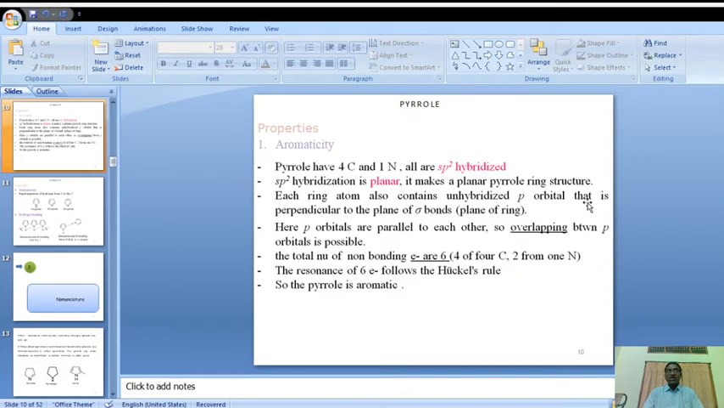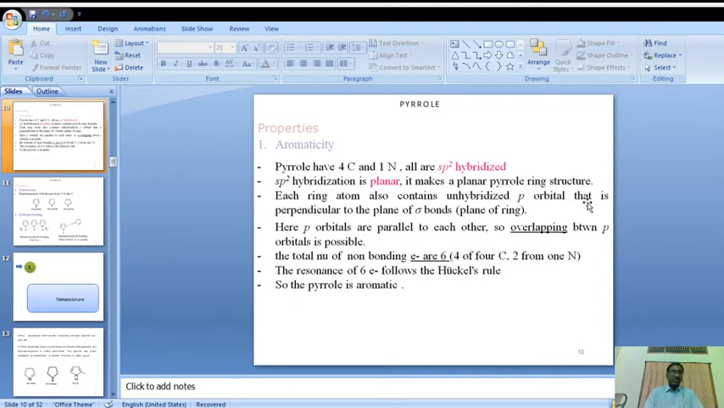On 4 carbon atoms, each contains a single electron, and one of the nitrogen atoms contains 2 electrons: 2 from the nitrogen, 4 from the carbons. The total number of non-bonding electrons is 6, which form a delocalized cyclic pi molecular orbital. This is called the aromatic sextet.